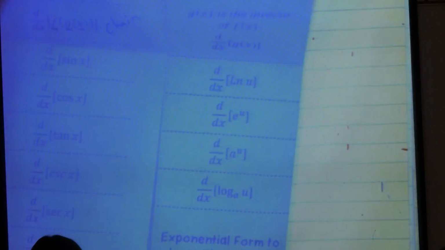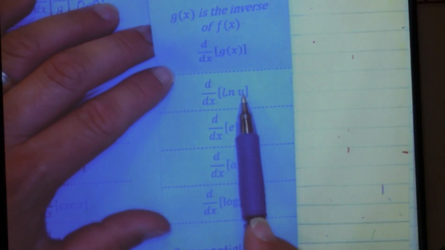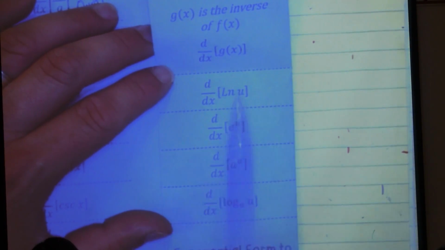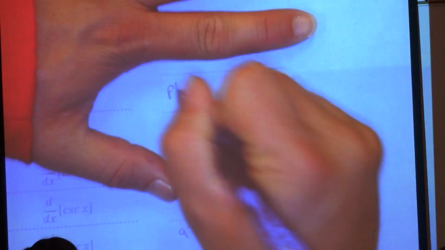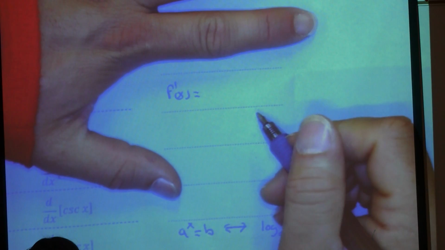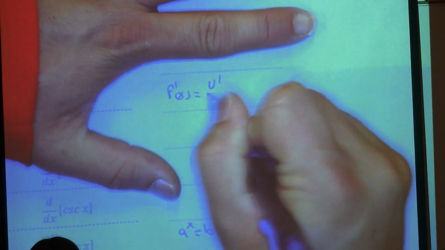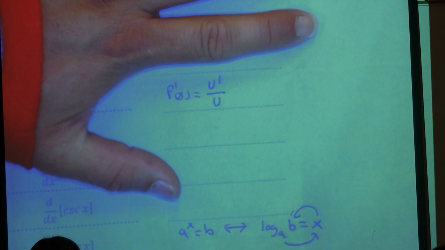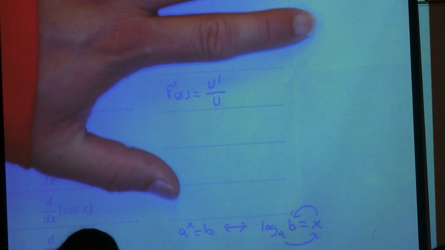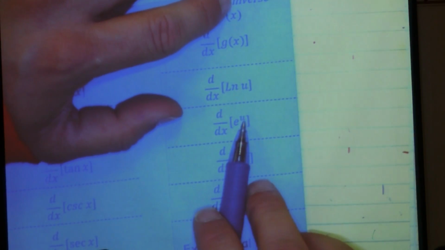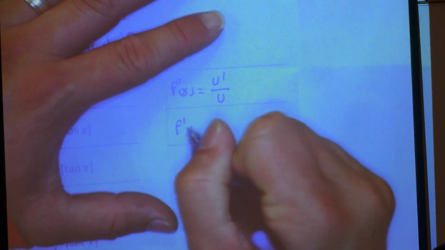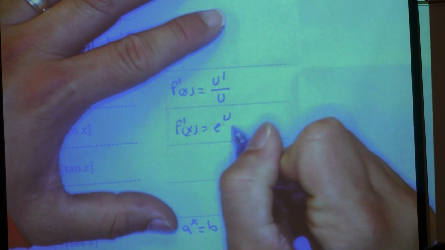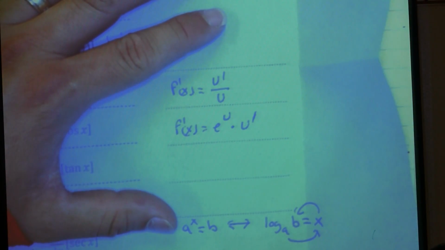Okay, now let's look at the other side. So, did we put in the ln one? No, let's put in that one. So we're getting the derivative of ln of u. And what's that going to be? U prime over u, right? That's a specific one for ln, because the ln of e would be a 1, right? What's the derivative of e to the u? E to the u times u prime, right?